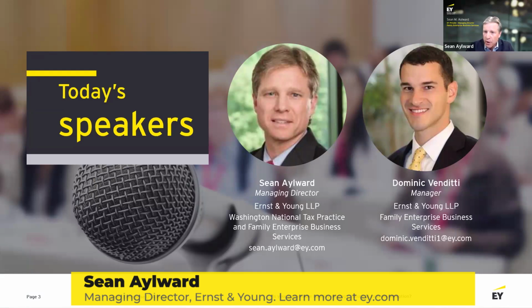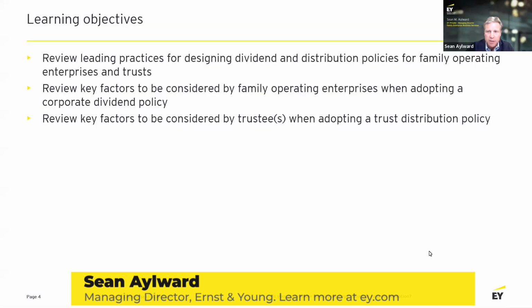I'd like to start just with our learning objectives and quickly review what we're going to cover. We'll start first. We'll discuss leading practices for designing dividend and distribution policies for family operating companies and their trusts that may own them. We'll look at the key factors that need to be considered by the family operating enterprises when developing their liquidity policy. And then we'll also touch at the end on what trustees need to consider for purposes of developing a distribution policy for the assets that they're serving as trustees.